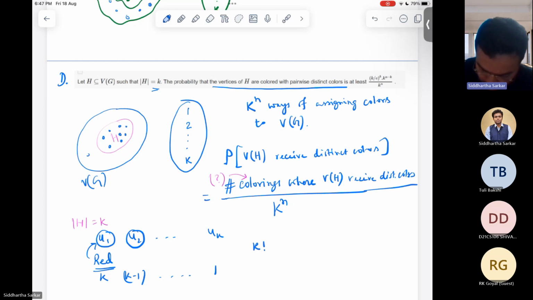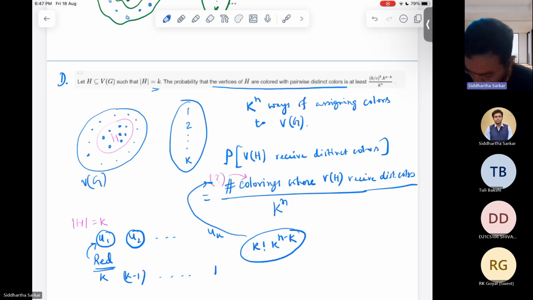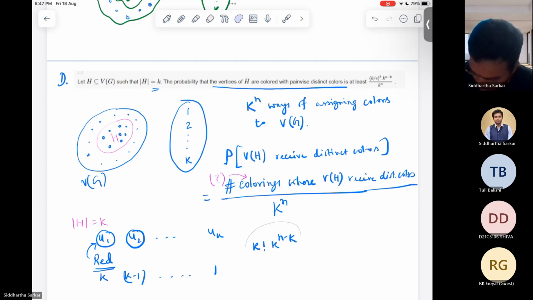And the rest of the vertices, of course, the coloring is also defined on the rest of the vertices. For them, you have k choices for each of them. So k to the power n minus k. So that is the quantity we already saw, and that is the quantity that will go to the numerator. So I'll just write it down. So this is in the numerator, and below we have k to the power n.